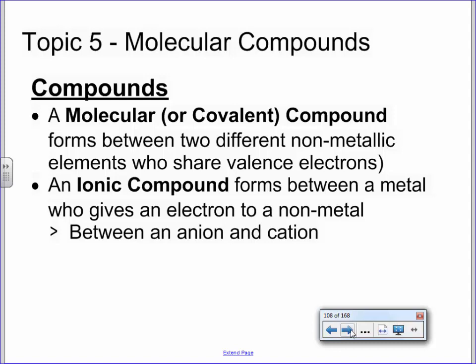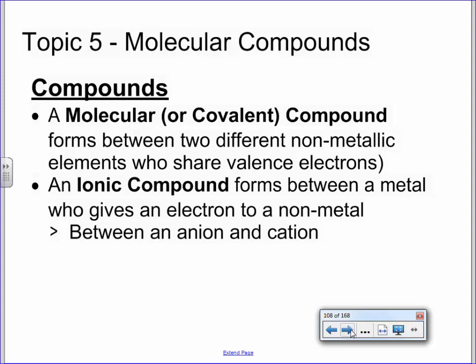If you have a periodic table nearby, carbon is a nonmetal, and oxygen is also a nonmetal. And so when carbon and oxygen, both nonmetals, combine, we call that a covalent compound. So that's one type. We're going to focus on those today: two different non-metallic elements. And what they're going to do is share some of their electrons. And I'll explain that bit in a second.